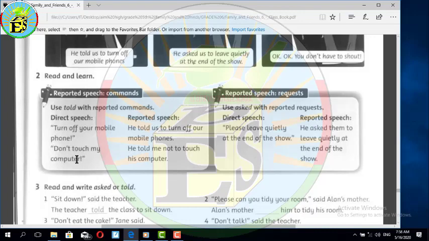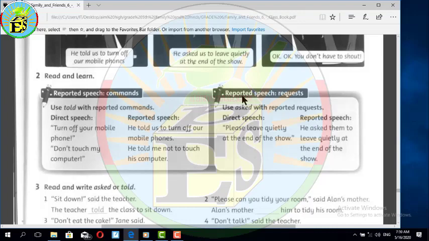Don't touch my computer. This is negative and this is positive. He told me not to touch his computer. Look, not to before touch, not to, instead of don't.